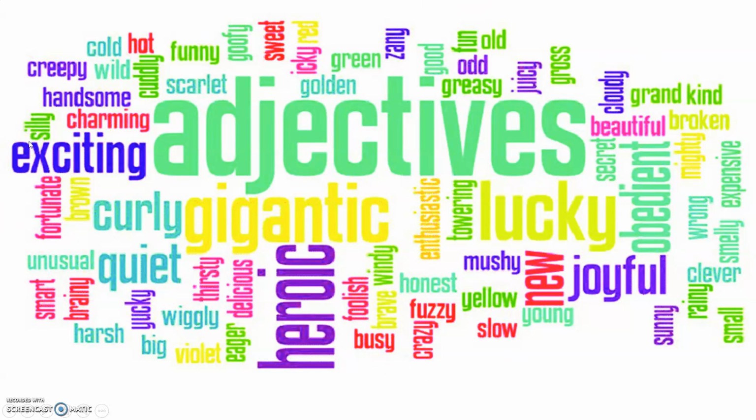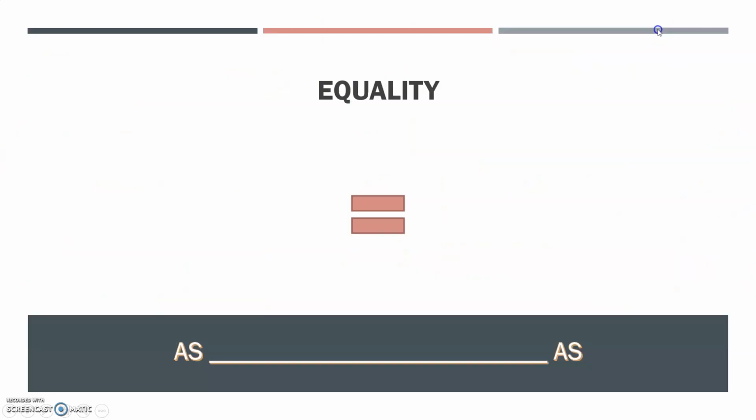And we have two types of adjectives. Short, for example, hot, cold. These are short adjectives because they're very little, right? And we have long adjectives like gigantic, unusual, joyful, expensive. These are all long adjectives, okay?